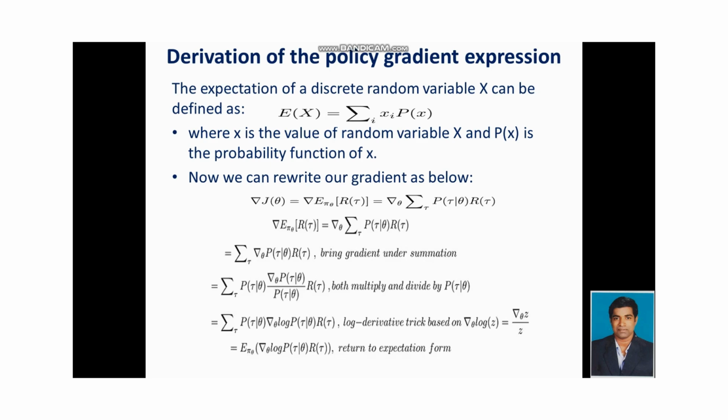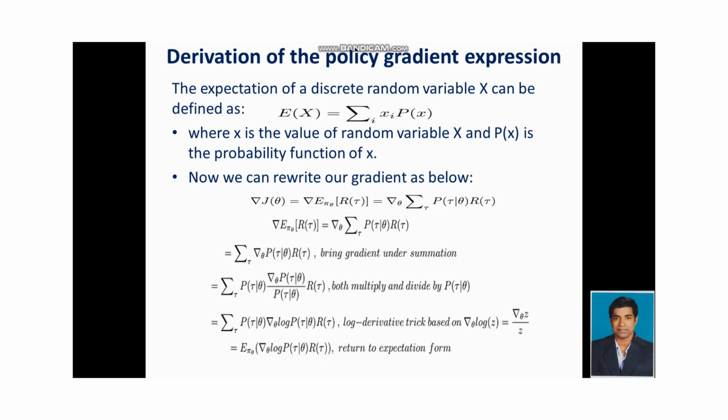Gradient of the expectation of R of tau equals gradient theta of the summation over tau of p of tau given theta times R of tau. Bring the gradient under the summation. Now the gradient is moved inside the summation symbol. Next, we multiply and divide by p of tau given theta. Then the modification happens in the previous step.